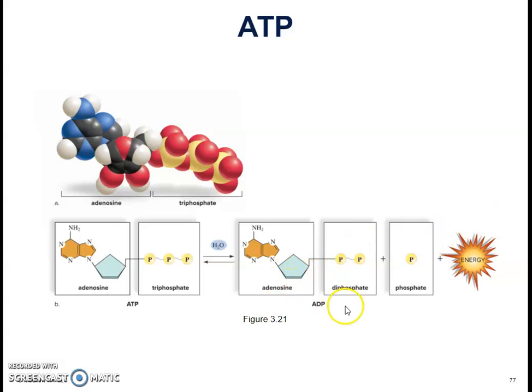Notice this ADP plus energy. This energy is the energy that's getting used.